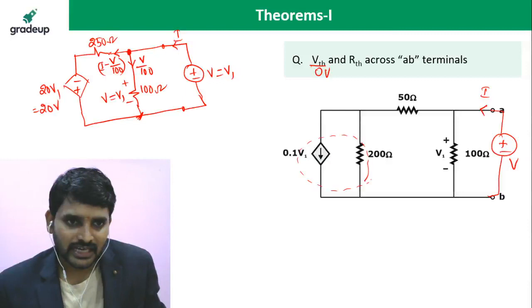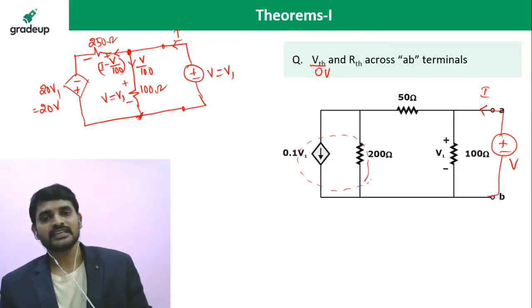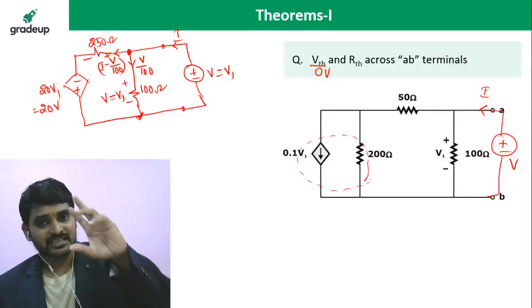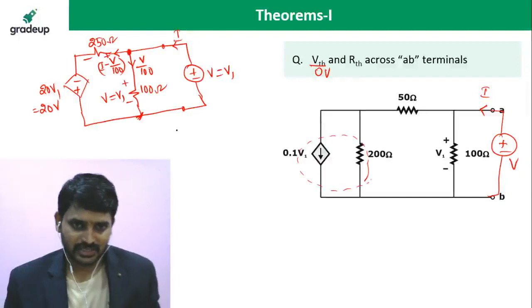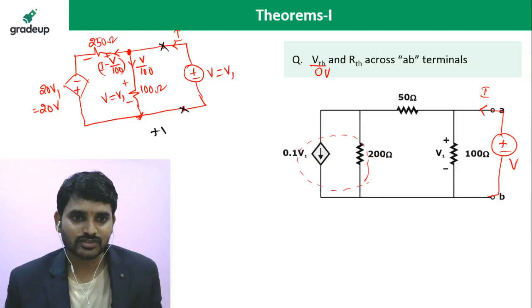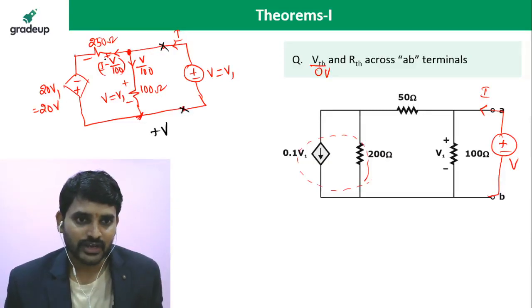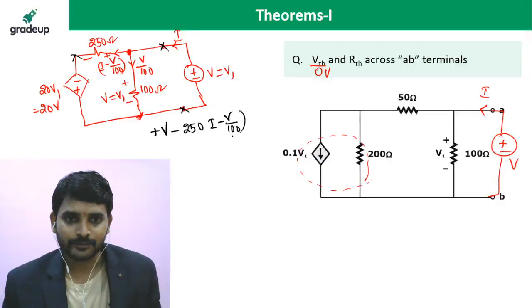So I know the current and I can even find the polarities here, and you can write KVL through the outer loop. Try to get the KVL equation in terms of capital V and capital I, so that you can calculate RTH in a single step. I am moving from this point to this point. I am leaving with positive polarity, so plus V. And now from this point to this point, I am leaving with negative polarity, 250. 250 is the resistance and the current will be I minus V by 100.